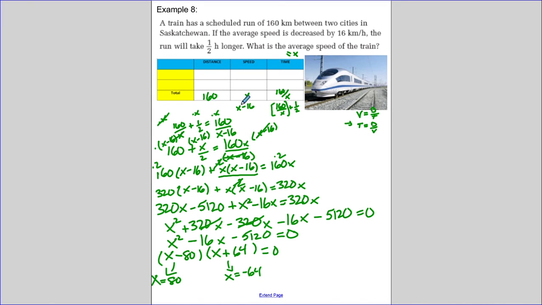In the context of the question, that negative 64 would be considered to be an extraneous root. And so we only have one root that's really left over. That's our answer. And so the average speed of the train was 80 kilometers per hour.